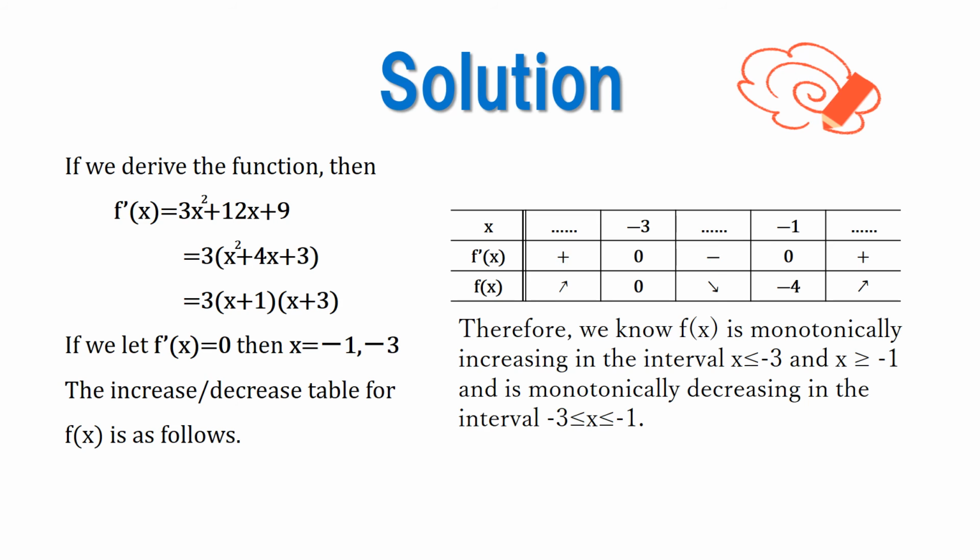The increase and decrease table for f of x will be as follows. Therefore, we know that f of x is monotonically increasing in the interval x is less than or equal to negative 3 and x is greater than or equal to negative 1, and is monotonically decreasing in the interval negative 3 is less than or equal to x, which is less than or equal to negative 1.